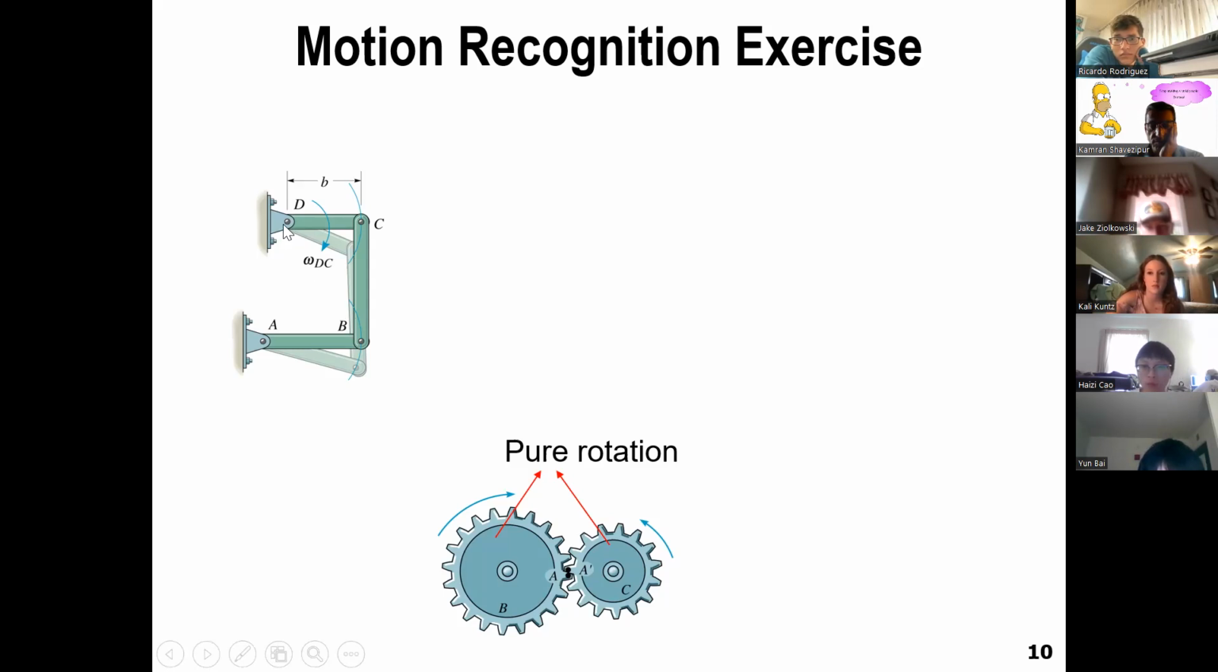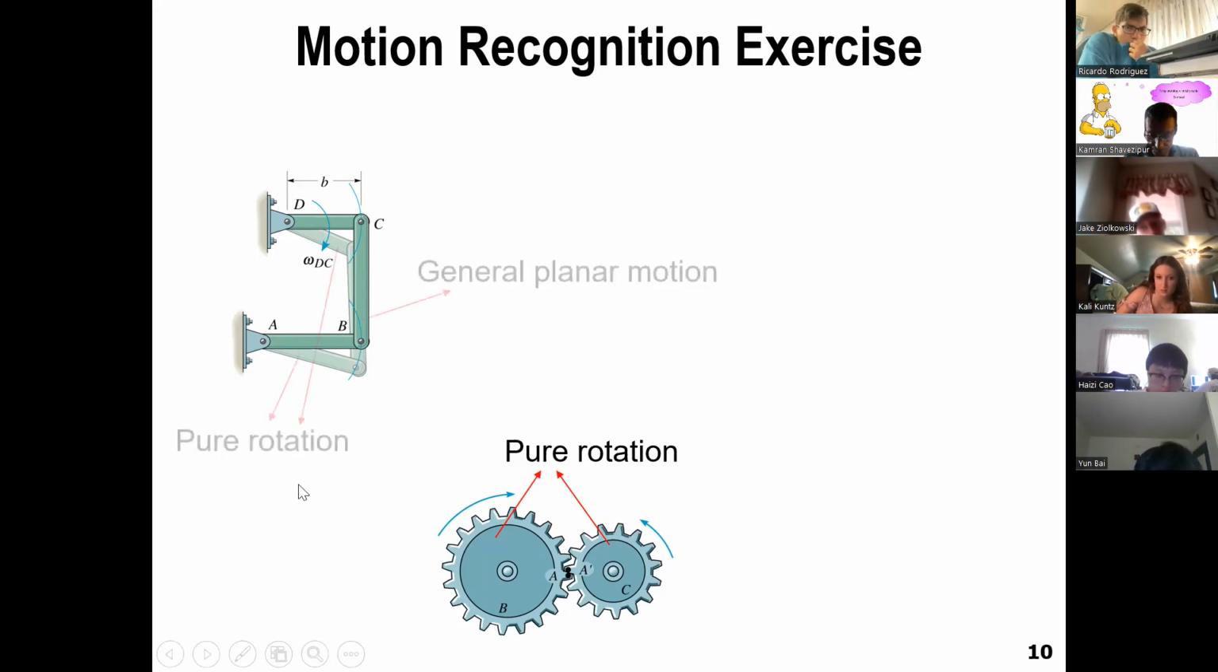Would that be rotational? We have three elements, AB, BC, CD. So DC and AB would be rotational and CB would be, what? I can't think of the word right now. General motion. General. Okay.